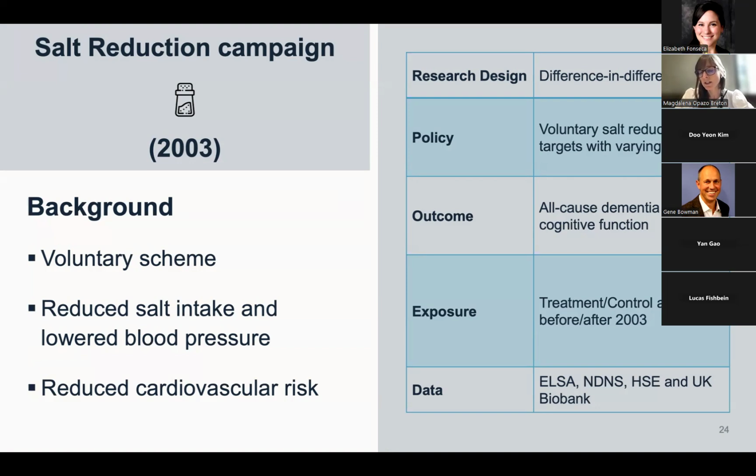And again, I will need to create a treatment and control group, which under certain assumptions will allow me to estimate an effect comparing before and after the implementation of the salt reduction campaign. In terms of the data, there's the English Longitudinal Study of Ageing, the National Diet and Nutrition Survey, the Health Survey for England, and the UK Biobank. Some provide measures of salt intake in urine samples, the other ones, cognitive trajectory and dementia.